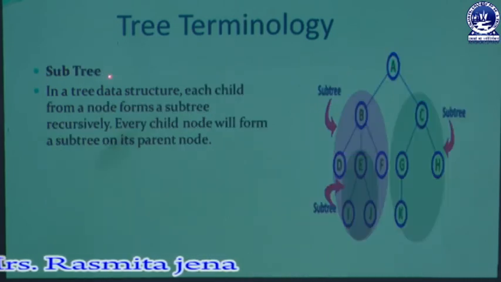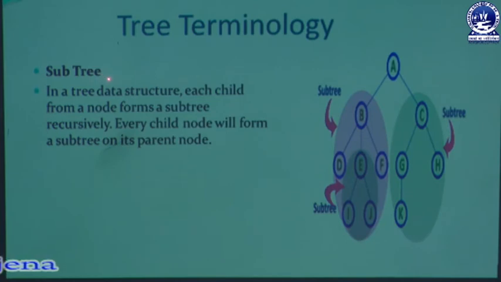Then comes subtree. Subtree means, in a tree data structure, each child from a node forms a subtree recursively, and every child node will form a subtree on its parent node. We can say this is the root node, and this root node has two subtrees. This is one subtree, you can see the pink color and one grey color. That subtree contains the nodes B, D, E, F, I, J.